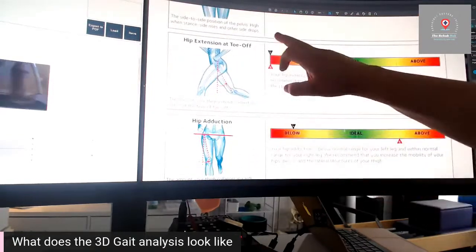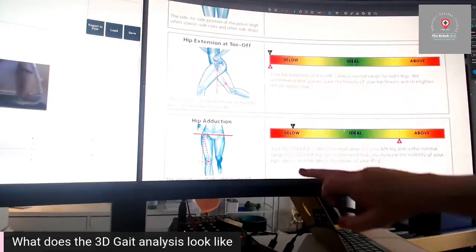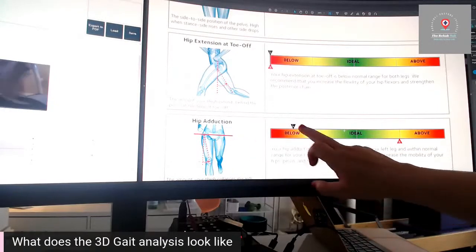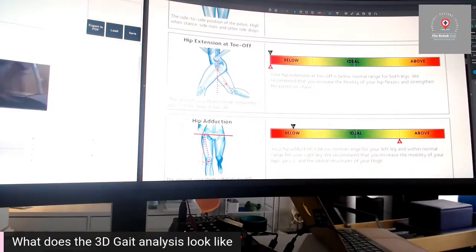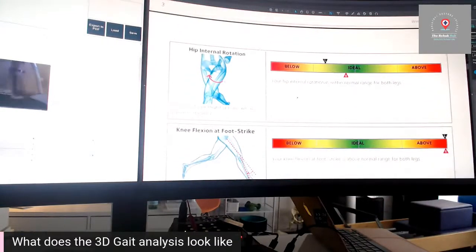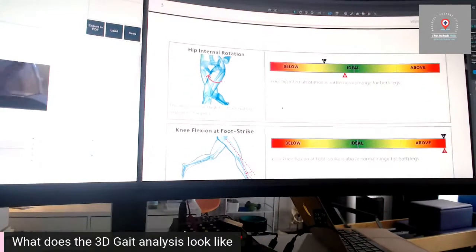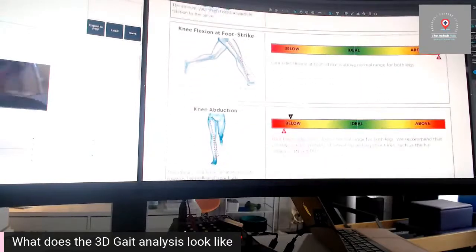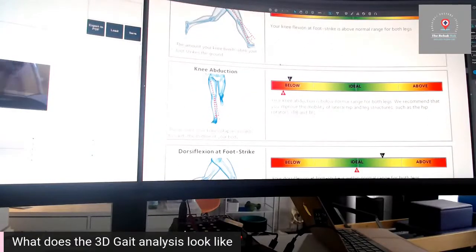Hip extension at toe off, we can see both left and right side really below average. Hip adduction, left side below, right side up. So really nice and easy for the patient to identify. But we essentially produce a big interpretation report, and they get a big rehab program with this as well. So some people love this. It gives them loads of information.